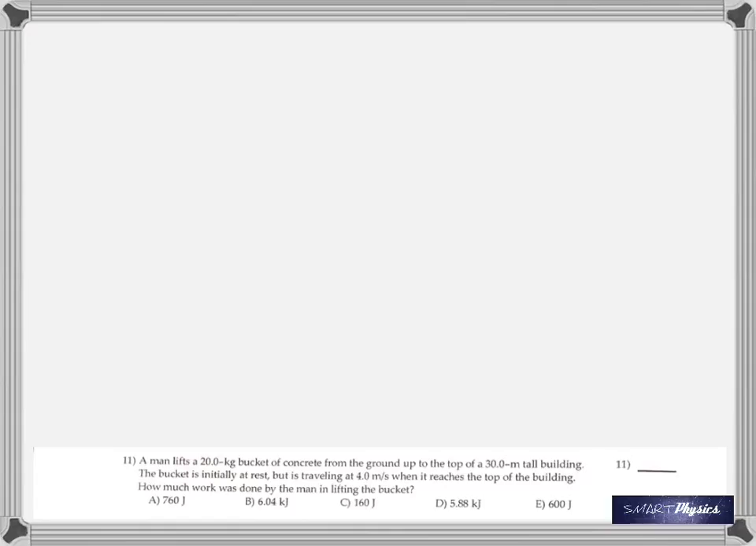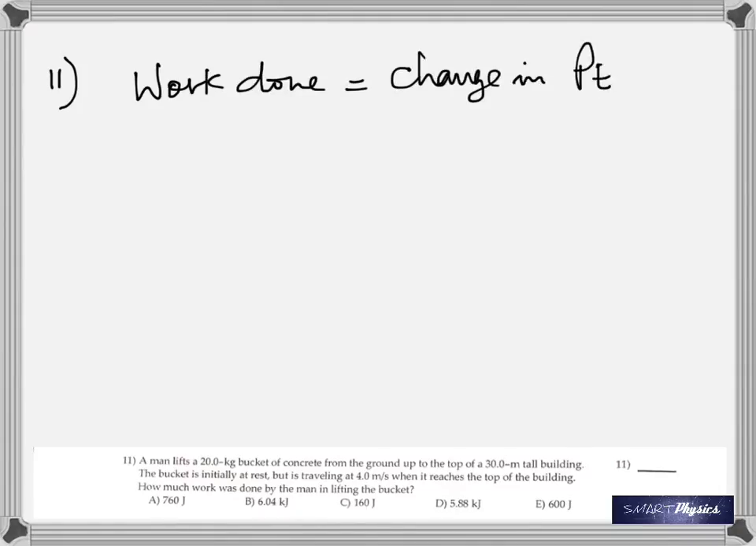In this case, the man is lifting a bucket of concrete from the ground up to the top of a 30-meter tall building. So the man is giving it potential energy. The bucket is initially at rest, but it's traveling at 4 meters per second when it reaches the top. How much work was done by the man in lifting the bucket? Work done is change in potential energy, in this case, plus the change in kinetic energy. Didn't both change? Come on. Didn't both change?